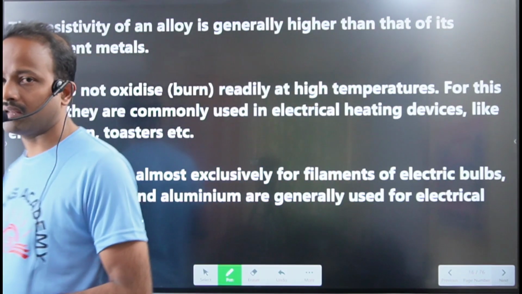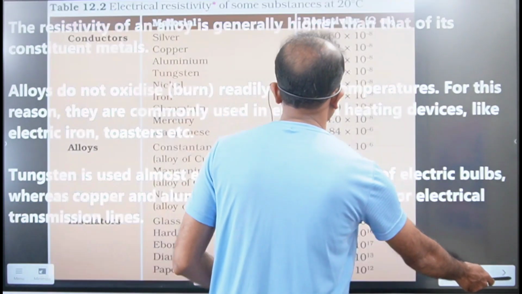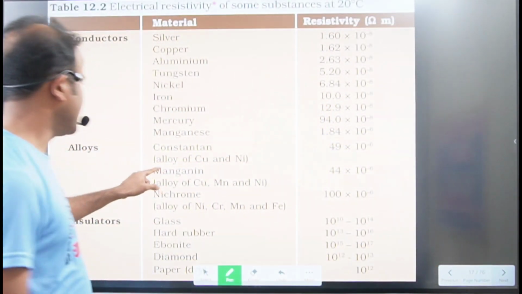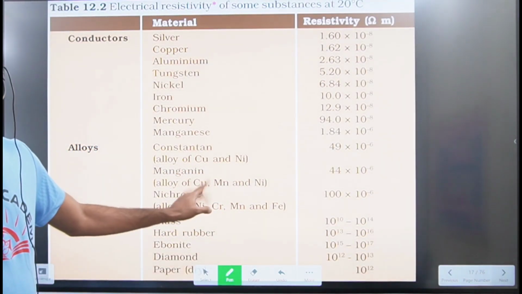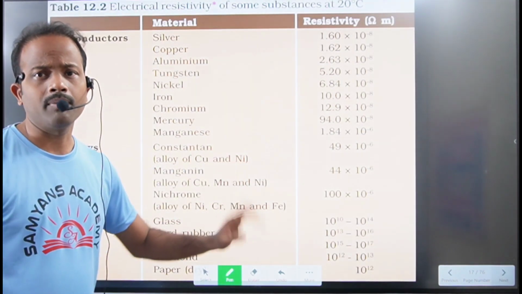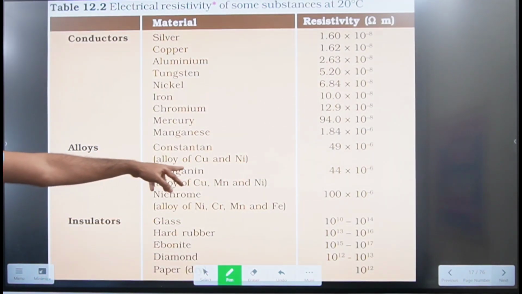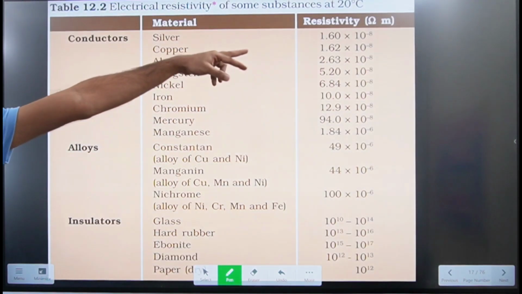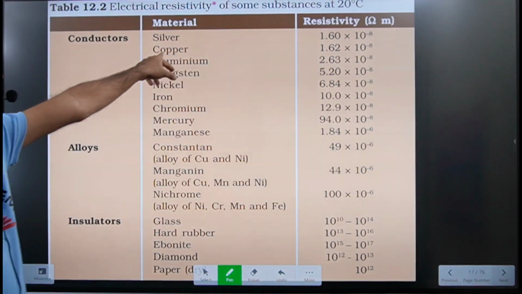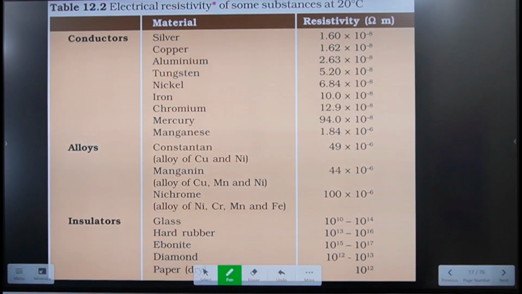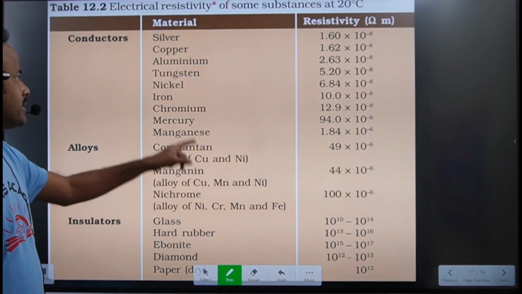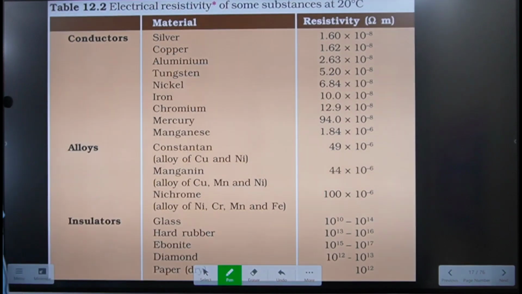ఇప్పుడు ఫర్ ఎగ్జాంపుల్ కాన్స్టాంటన్ తీసుకుందాం. కాన్స్టాంటన్ అనే అల్లాయ్ దేని వల్ల ఫామ్ అవుతుంది? కాపర్ అండ్ నికెల్ వల్ల ఫామ్ అవుతుంది. ఓకే, ఆర్ యు ఏబుల్ టు సీ దిస్ వాల్యూస్? కాపర్ యొక్క వాల్యూ చూడండి, 1.62 into 10 power minus 8 ohm meter ఉంది. Okay, the resistivity value of the copper is 1.62 into 10 to the power of minus 8. Then what is the value of this nickel? Nickel is here 6.84 into 10 power minus 8.